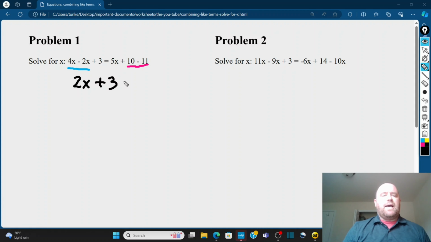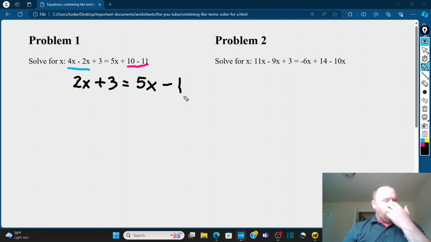On the right-hand side, we have the 5x, but then we have 10 minus 11. That's going to be like plus negative 1 or just minus 1. So we have 5x minus 1. Okay, so now what we want to do is get the terms with the x on one side of the equation and the terms without the x on the other side of the equation.